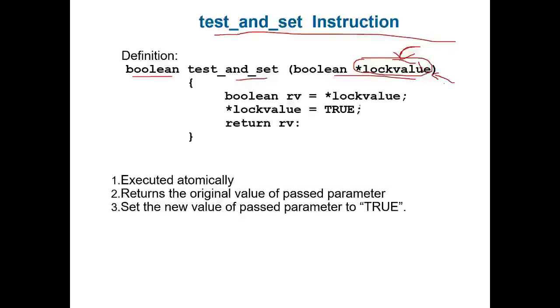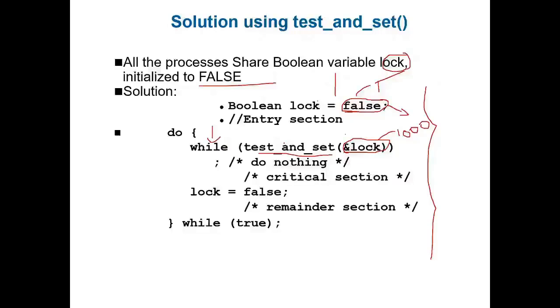Now here the value of lock is false. The value of lock is false is passed here, and that is stored in the variable RV. False is stored in the variable RV, and then in this lock variable true value is stored, and this RV is going to return the value false. So this test and set function is going to return the value false.